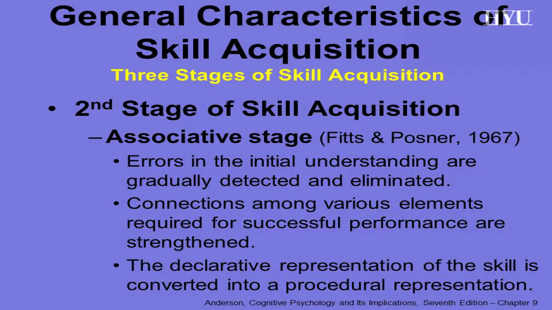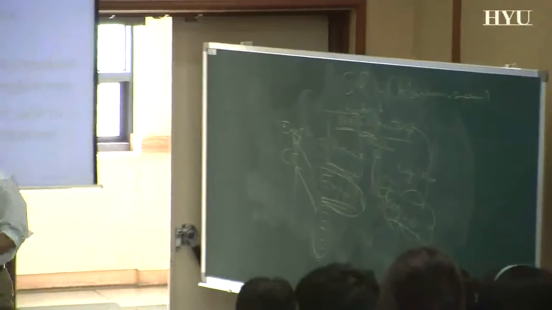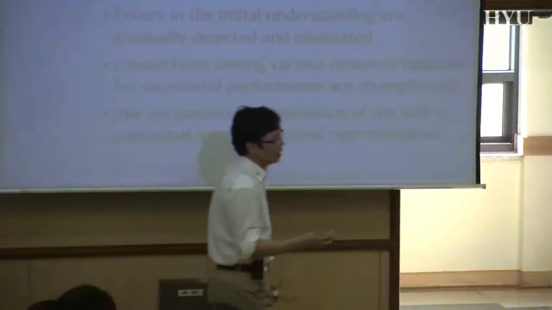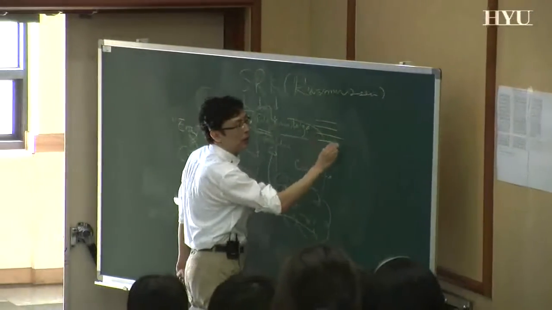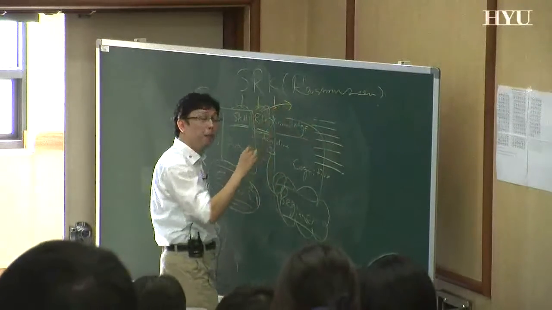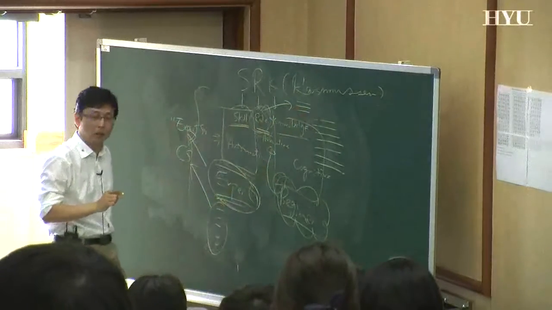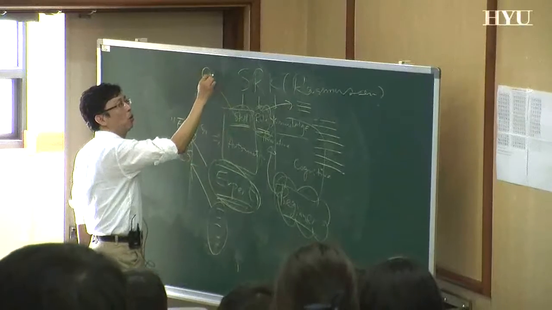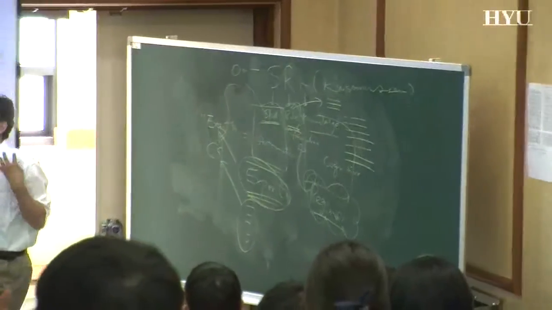So connections among various elements required for successful performance are strengthened. So it's kind of practice. Okay? So the thing about the last stage is, for example, let me make a simple picture. Say the knowledge the beginner has to remember is 1, 2, 3, 4, 5, 6, 7. The intermediate people can remember only 3 rules. This one may be 0 or 1 rule, because they don't need to remember the rules, because their body already knows how to respond.